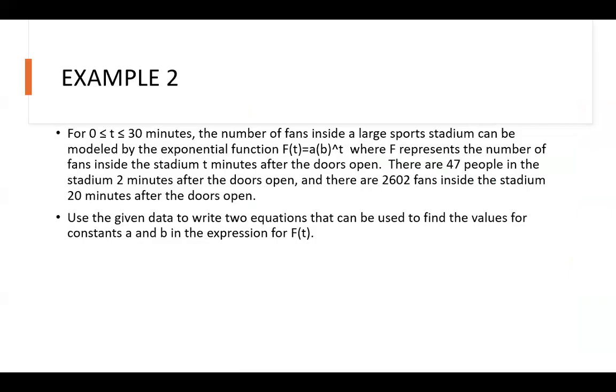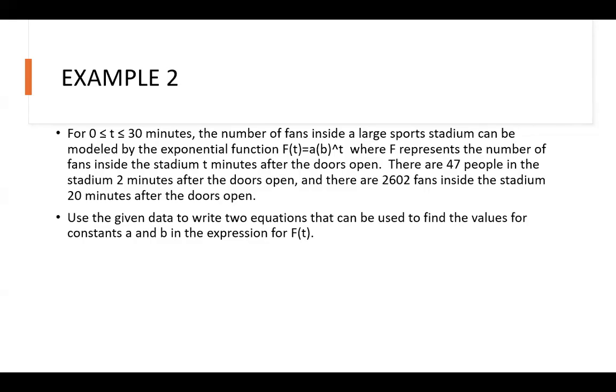We have t, for t greater than or equal to 0 and less than or equal to 30 minutes. The number of fans inside of a large sports stadium can be modeled by the exponential function f of t equals a times b to the t, where f represents the number of fans inside the stadium, and t minutes after the doors open. There are 47 people in the stadium 2 minutes after the doors open, and there are 2,602 fans in the stadium 20 minutes after the doors open.